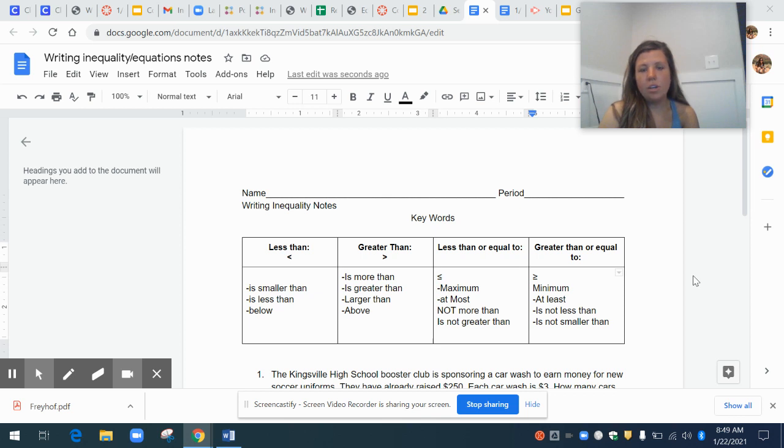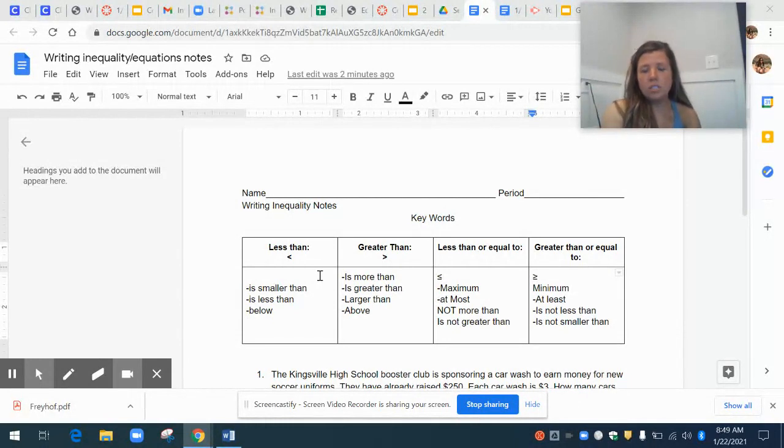Okay, guys, today we're going to be going over writing inequalities from word problems. We did something very similar to this back when we had multiple representations, so our tables and graphs and word problems. So these words up here are really important so that you can figure out the correct symbol from your word problem. So the first one is less than.